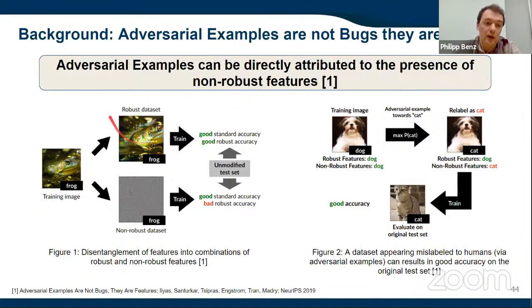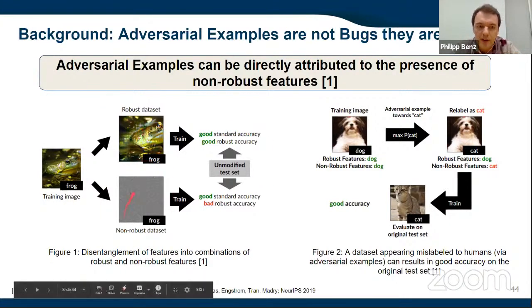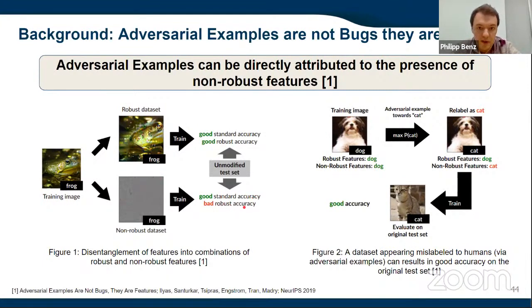It was a very inspiring work. What they really tried to do is analyze what those image-dependent adversarial examples are. So we are talking again about image-dependent adversarial examples. They tried to generate a non-robust data set and a robust data set. If I train on this robust data set, I get a good standard accuracy and a good robust accuracy. But if I train on a non-robust data set, I get a good standard accuracy and, of course, a bad robust accuracy.